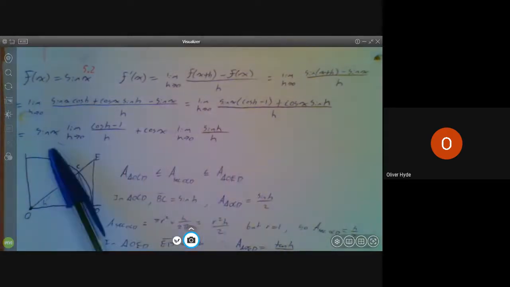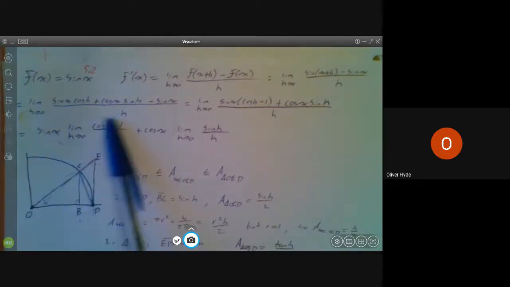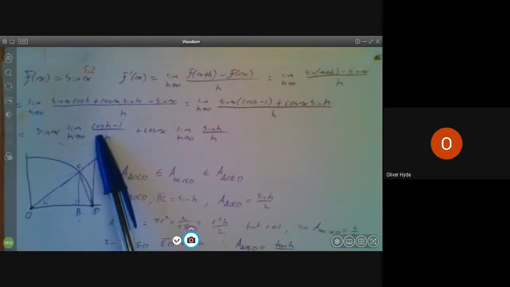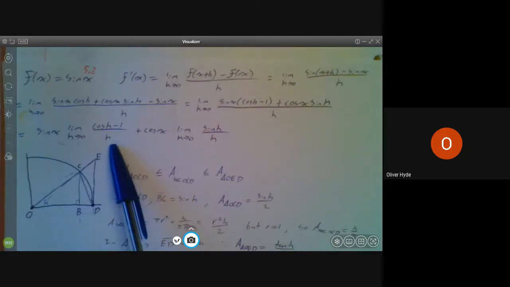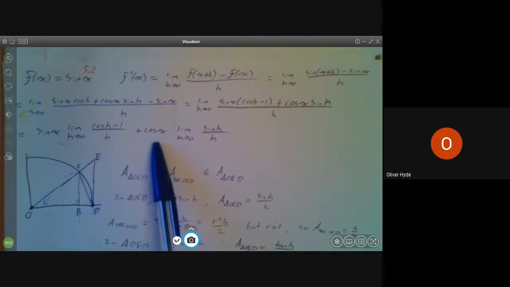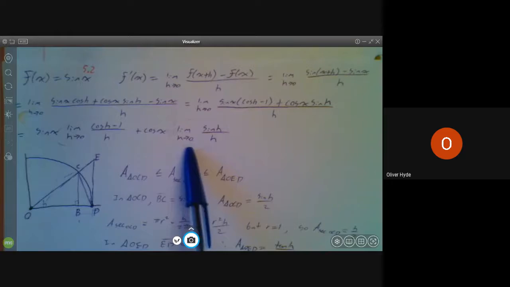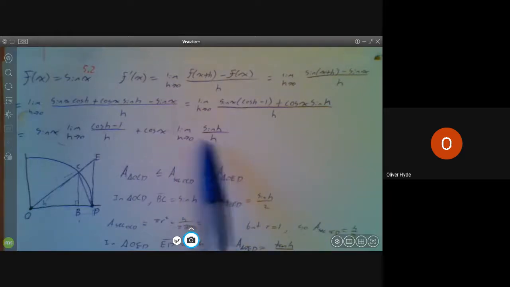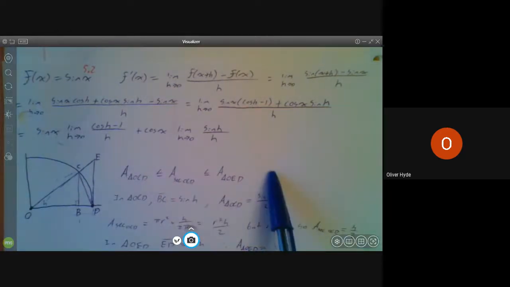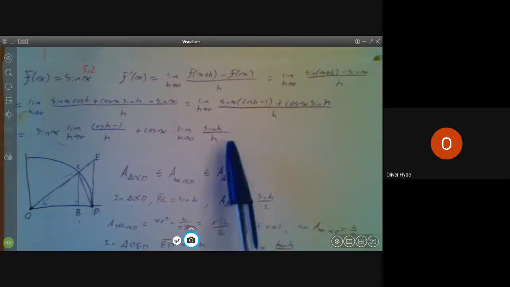We have the sine of x. The expression for the derivative is going to be the sine of x multiplied by this limit here, the limit as h approaches 0 of the cosine of h minus 1 all over h, plus the cosine of x multiplied by this limit right here, the limit as h approaches 0 of the sine of h over h. And both of these are in an indeterminate form. So this now becomes my goal.